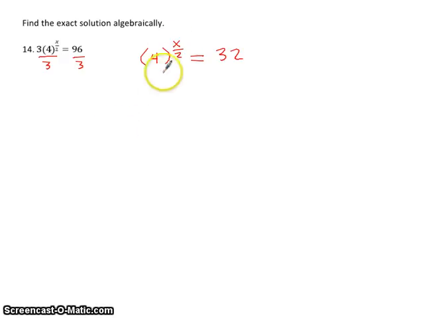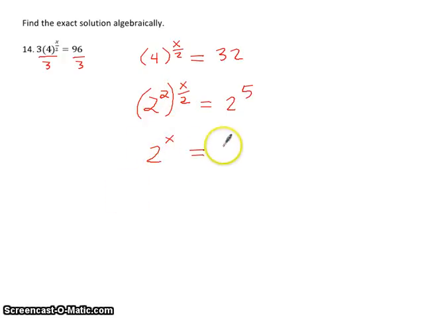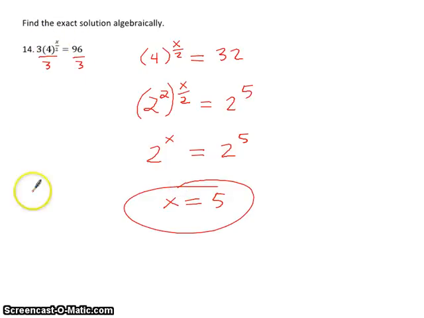So what I'm going to do is rewrite both sides so they have the same base. 4 is 2 to the second, and 32 can be represented as 2 to the 5th power. And so if I multiply my exponents here, I have just 2 to the x now. So 2 to the x equals 2 to the 5th, which means that x is simply equal to 5. So that means that our unknown value here is just equal to 5. Alright, so let's move on to the next problem.